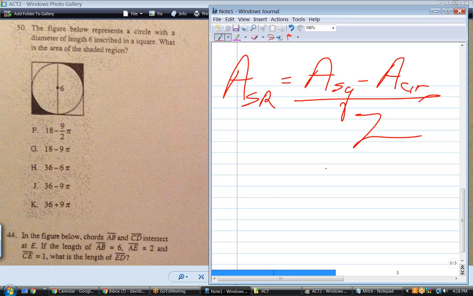Now, what's the area of the square? 36. And the area of the circle? That's 9 pi. That's definitely on the test. If there are two formulas that you want to know instantly, it's the area of a circle and the circumference of a circle. Okay? Isn't area 2 pi r? Area is pi r squared. Yeah, pi r squared. Circumference is 2 pi r.